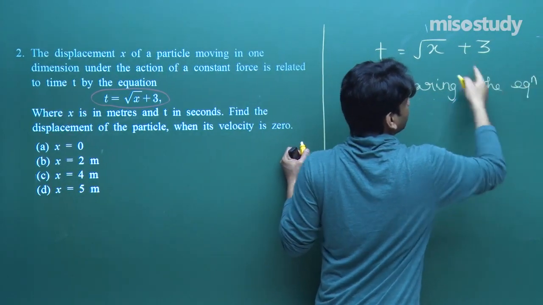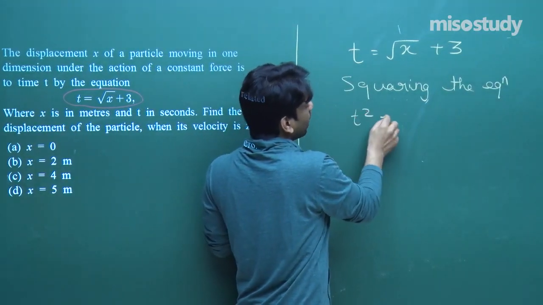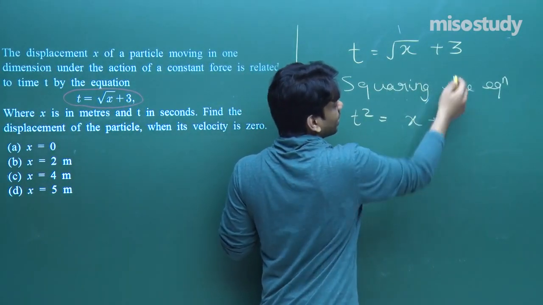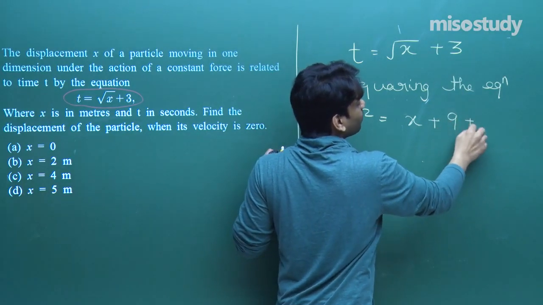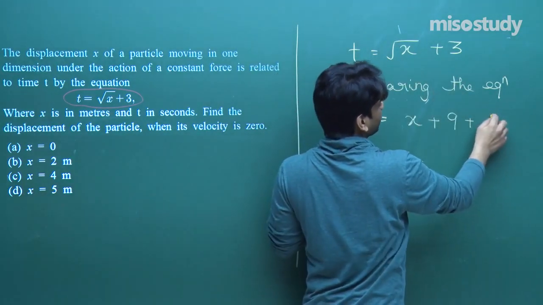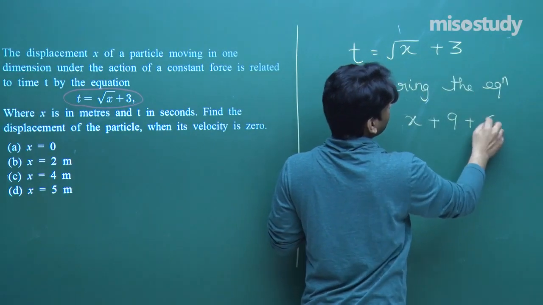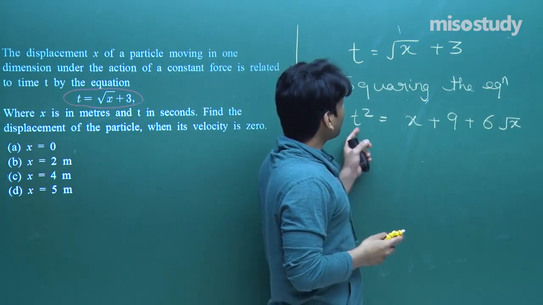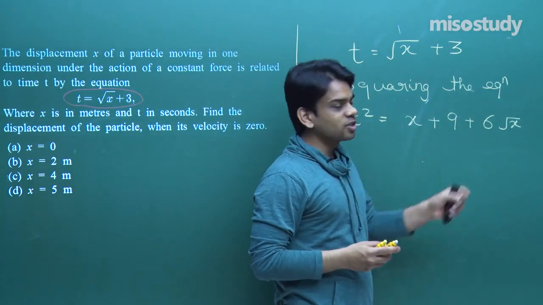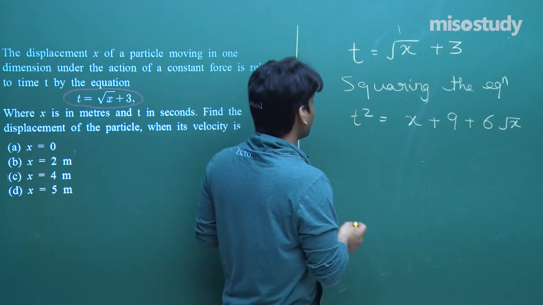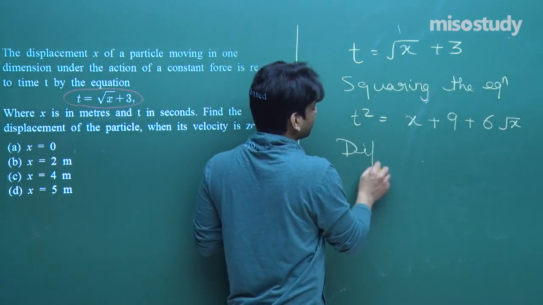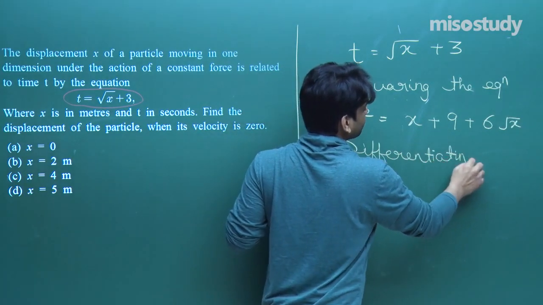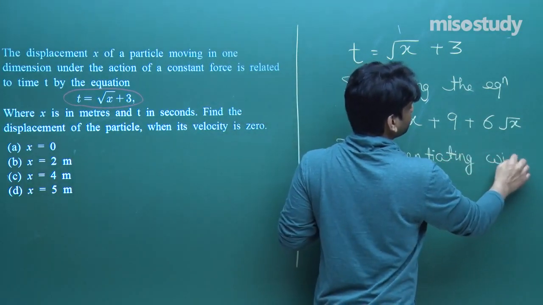Squaring the equation, we will have t square equals root x plus 3 whole square. So first term whole square, x, plus second term whole square, 9, plus twice of 2 into 3 root x. So we will have 2 into 3, 6 root x. This is the term we are going to have. So t square is equal to x plus 9 plus 6 root x. This is the thing that we are going to have. Now I differentiate this entire equation with respect to time.